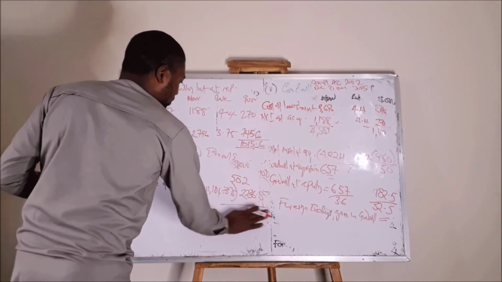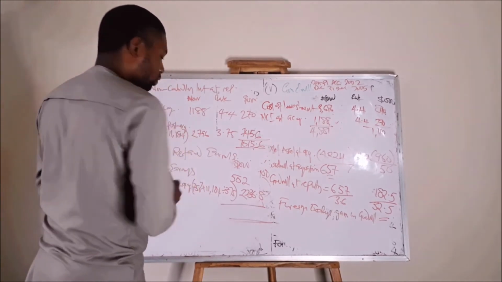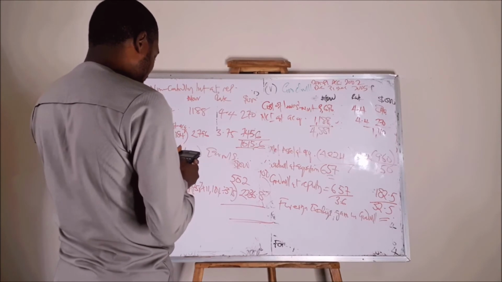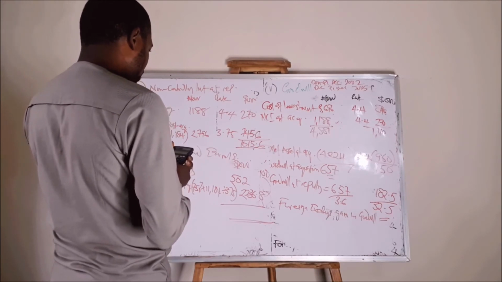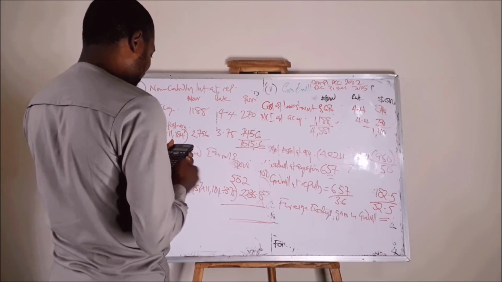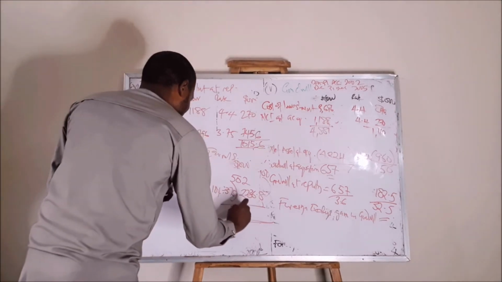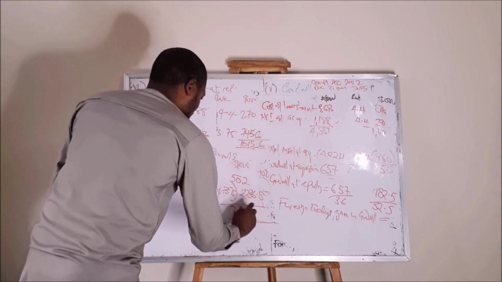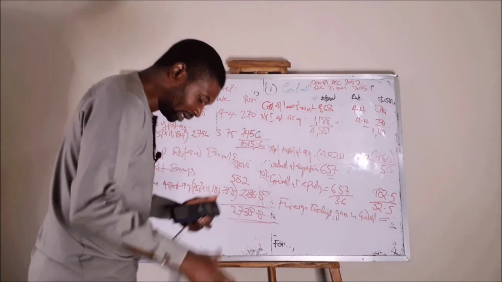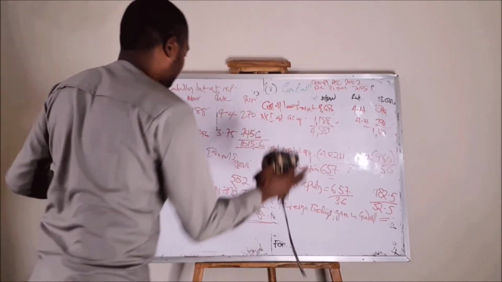So you now add. There's no unrealized profit in this question. There's no impairment and all that. So now you add 502 plus 236.8 to give you 738.8.